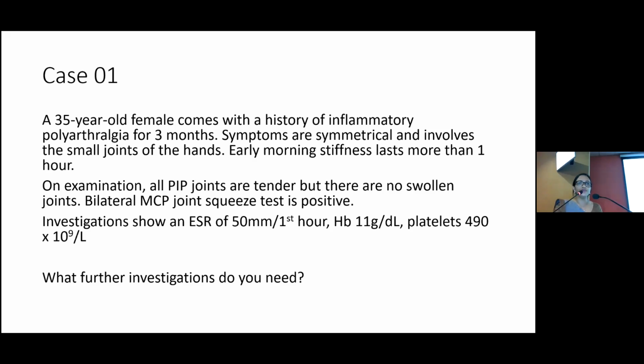All these are truly my patients in the hospital. The first case was a 35-year-old female who came with a history of inflammatory polyarthralgia for a period of 3 months. Her symptoms were fairly symmetrical and involving the small joints of both hands, with an early morning stiffness lasting for more than 1 hour. On examination, all the PIP joints, the proximal interphalangeal joints, were tender, but there were no swollen joints. And the bilateral metacarpophalangeal joint squeeze test is positive.